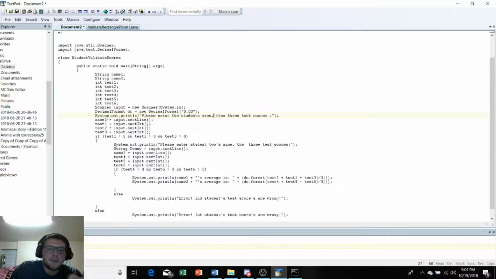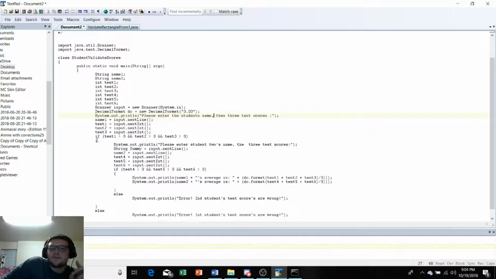Name1. These are really good. Sorry. Name1 is equal to input.nextLine. test1 is equal to input.nextInt. test2 is equal to input.nextInt. And test3 is equal to input.nextInt.